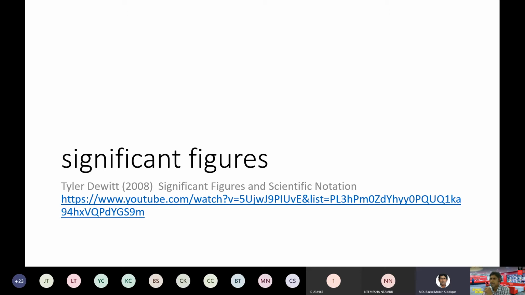And the second thing is significant figures. I am on the second page. I don't know whether you can see the exercise 1. Can you see exercise 1?